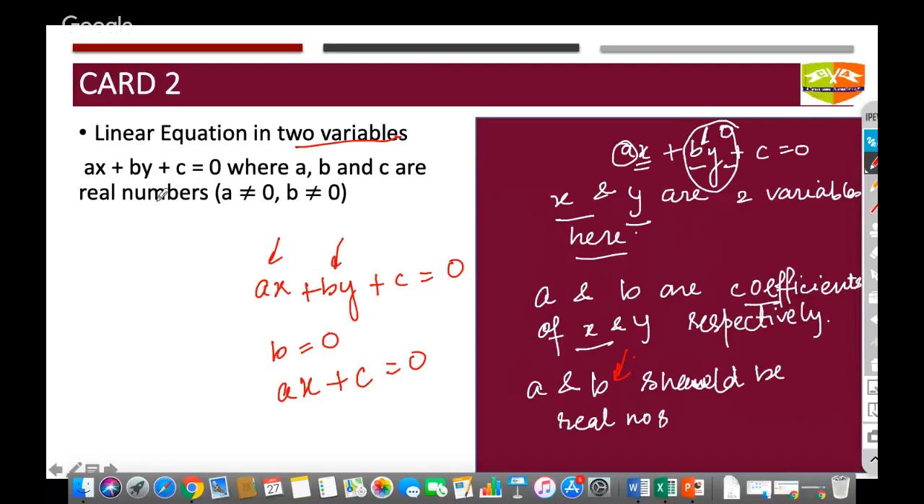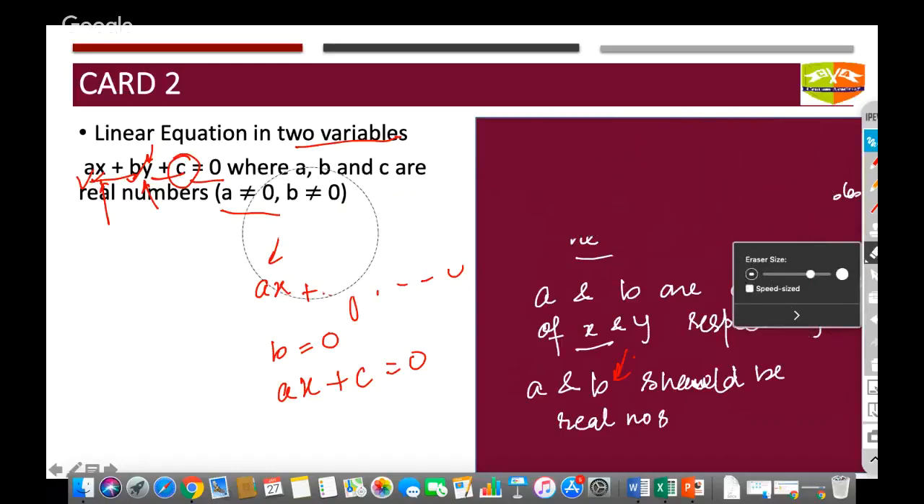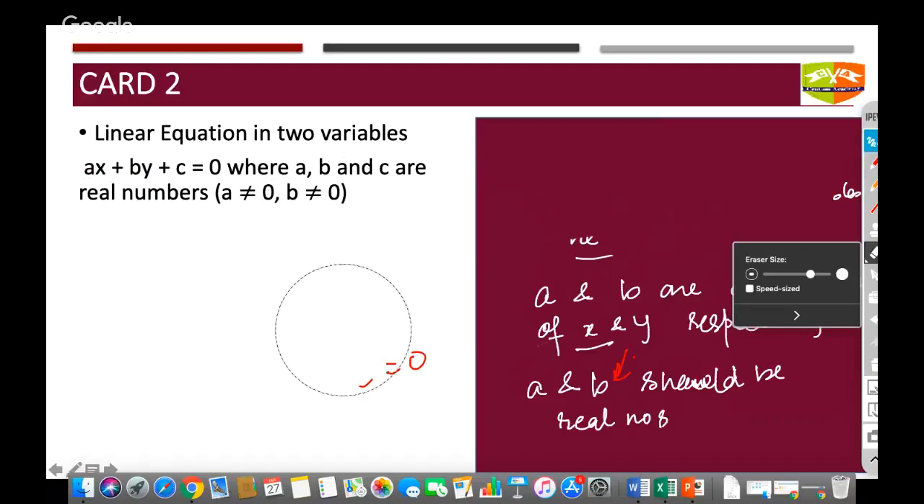So any linear equation can be represented as ax plus by plus c is equal to 0, where x and y are your two variables, a and b are coefficients of x and y, and c is the constant over here. What we need to understand is a should not be equal to 0 and b should not be equal to 0. Otherwise, the second variable will become without any relevance. So the relevance of the second variable will not be there in the equation.